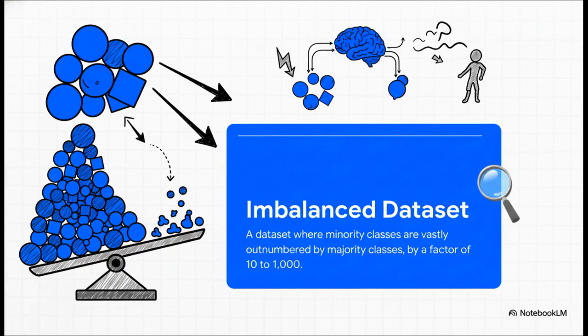So, where does this bias even come from? Well, more often than not, it all comes down to the data. See, an AI learns from the examples we feed it. And if that data is imbalanced, meaning some groups are just massively overrepresented, the AI ends up with a really skewed, warped view of the world.